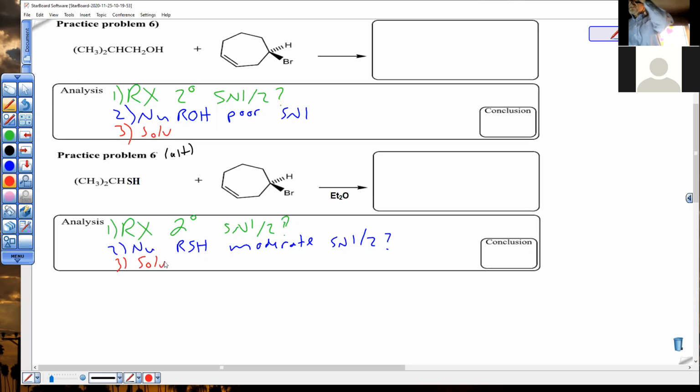In the top one, the solvent's also ROH. Polar protic. H bonded to O is a hydrogen bonding solvent. Those are called polar protic. They also favor SN1. In your conclusion, much the same as before, based on red and blue, is SN1.